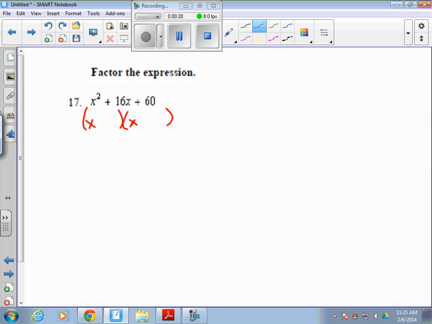6 and 10 are the only ones that are going to get you there, so 6 and 10. The sign in front of c tells you that they're both going to be the same. The sign in front of b tells you they're both going to be positive. So plus 6, plus 10. Which is a step back from what we were doing on part 1.